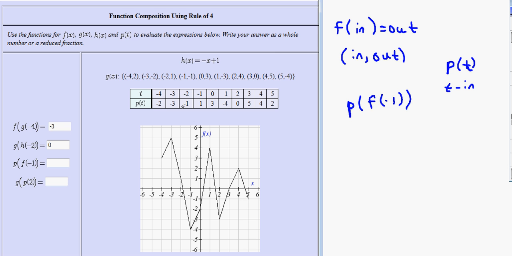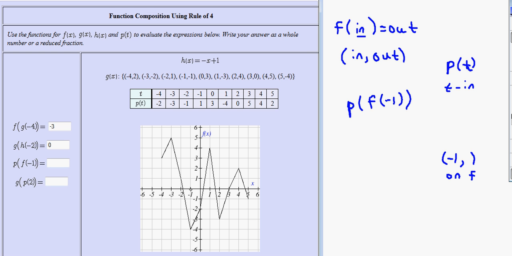F was given to me as a graph, so we've done this one before. I'm going to look on f for a point that has negative 1 as an input. Again, the fact that the negative 1 is inside the parentheses means that it's the input. So as a point on f, we want the point that has negative 1 as the first coordinate. So I need to move negative 1 in the x direction on the graph. Here we are at the origin. Move left over to negative 1.